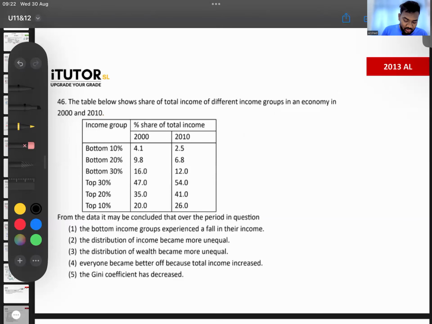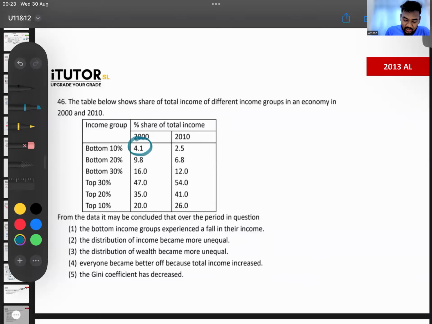Then 46. This is also kind of a good question. We'll see, again, the Gini coefficient and Lorenz curve. Now see, every year there is a question, no? The table below shows the share of total income of different income groups in an economy in 2000 and 2010. Bottom 10% is there. Okay, just look at this and tell me, guys, what has happened. Has the income distribution become more equal or unequal?